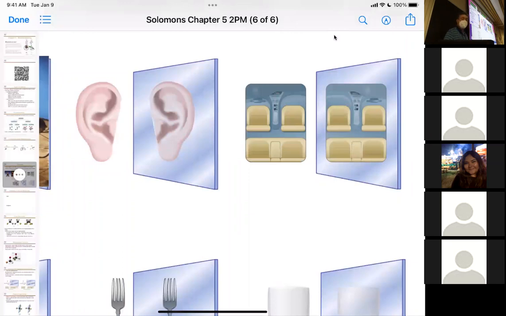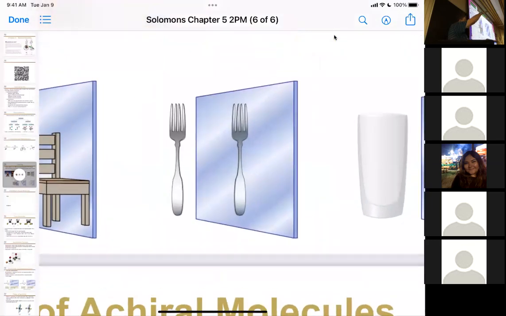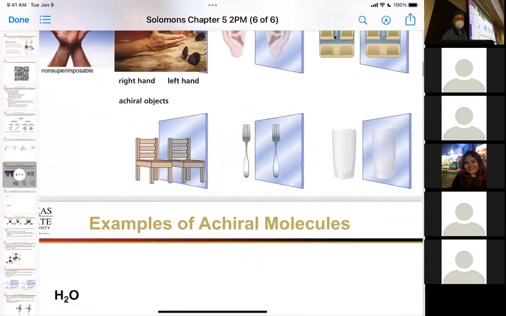But if the mirror image does completely superimpose, like this fork here, you can take those forks and stack them up and they are perfectly aligned. That means it's not chiral. We have a word for that: achiral, all one word. So achiral means not chiral. We have chiral objects, which are mirror images and non-superimposable, and we have achiral objects, which are just not chiral, which is most objects.